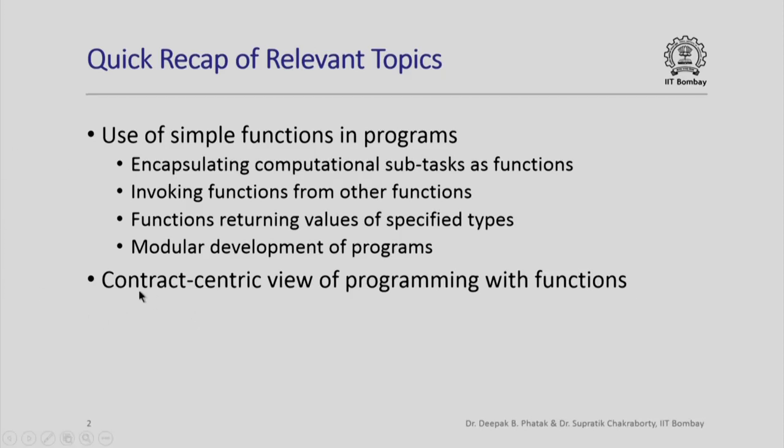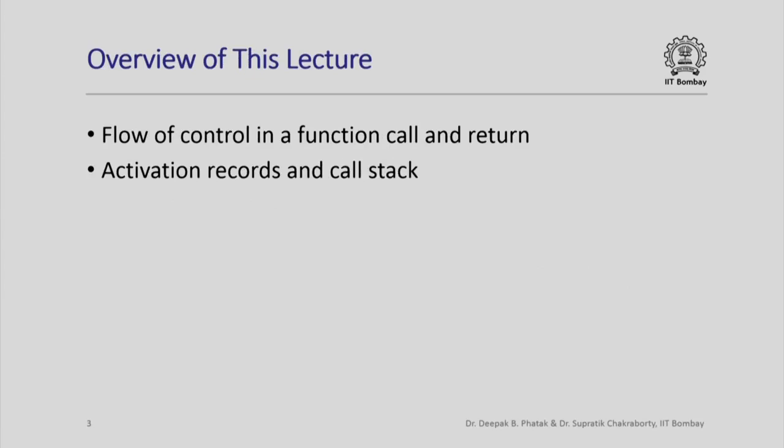We have also looked at in some detail the contract centric view of programming with functions. In this lecture, we are going to see in great detail how control flows in a program when a function is called and when a function call returns, and we will see that this flow of control is implemented through activation records and call stack.